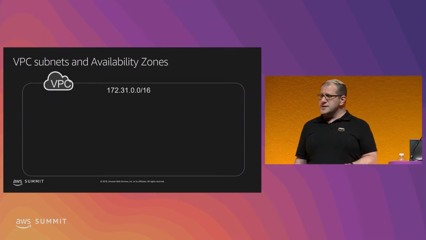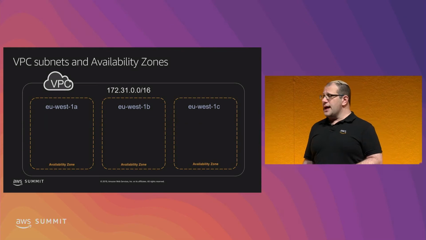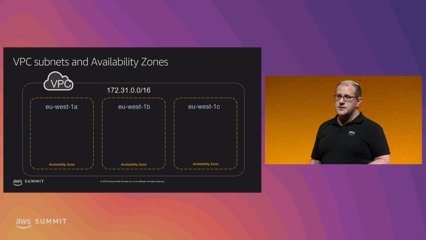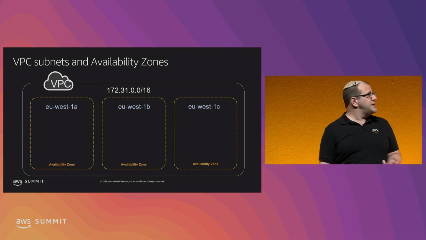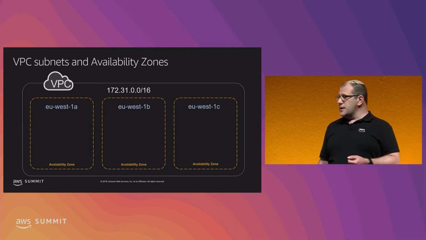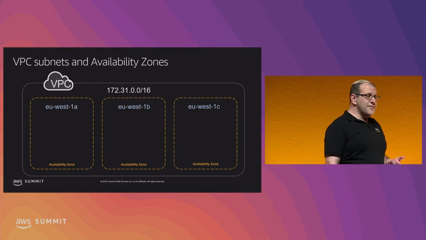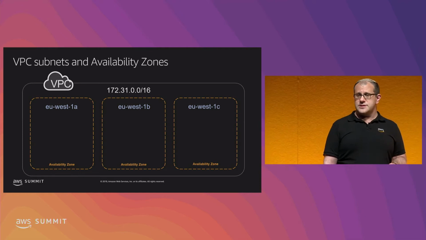That has the CIDR range, and we want to break that up into availability zones. Now, an availability zone, in this case, I've highlighted Dublin's 3 availability zones. Availability zones are separate risk domains.